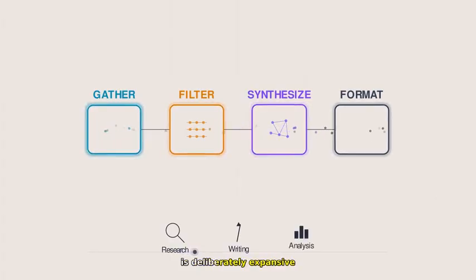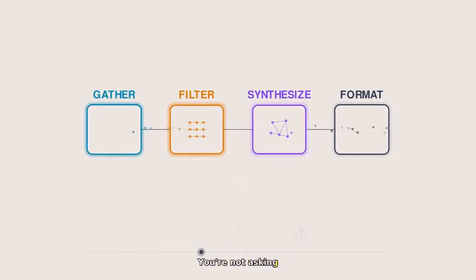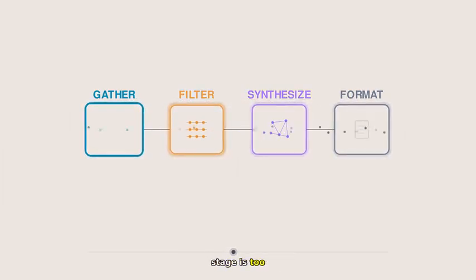The prompt is deliberately expansive. You're not asking for the best 5 points. You're asking for everything that might be useful. Why deliberately wide? Because premature filtering kills relevance. If the gather stage is too selective, it discards material that would have been valuable context for synthesis. Better to capture too much and filter it down than to lose something important before you ever see it.